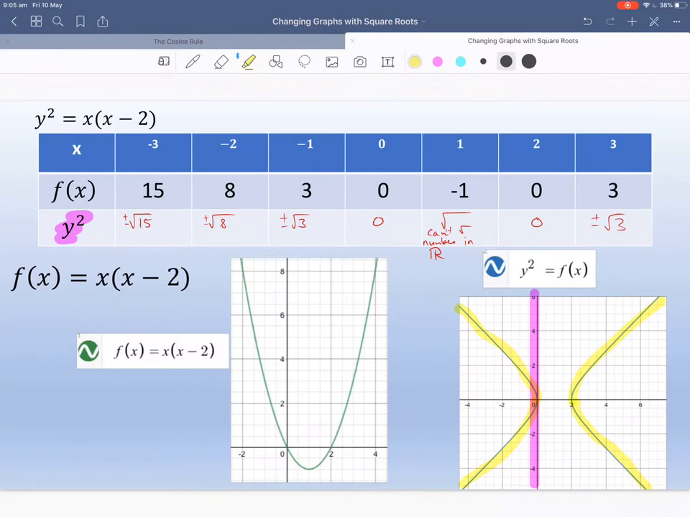Now, if I can summarize what we're doing here, it's just build a table of values, pick some important points, and then draw it, okay? Now, be aware that when we're square rooting, there is no graph that exists where the original one is negative. Anyway, that's that lesson.